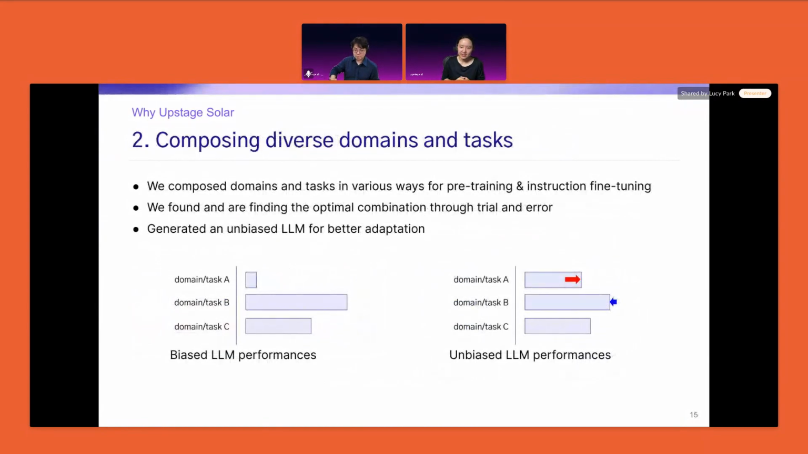The second hypothesis is related to the datasets. During pre-training and instruction fine-tuning, we composed a variety of domains and tasks in many different ways. We have invested significant effort in optimizing the composition of datasets and are heading to find the optimal combination, resulting in better adaptation and performance across different domains and tasks.